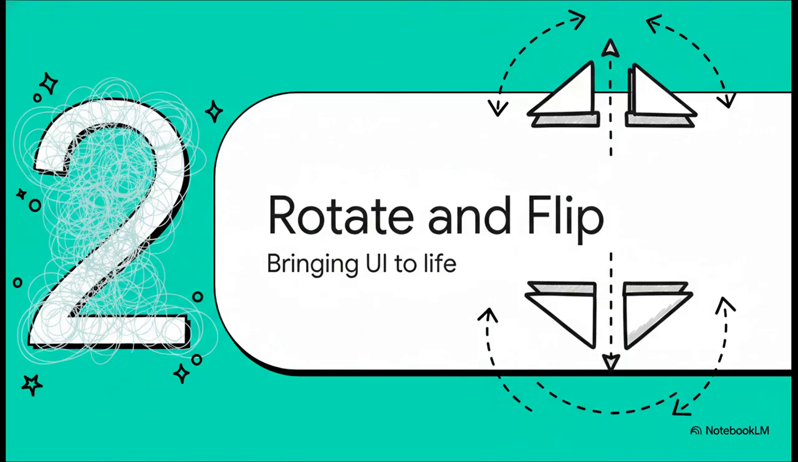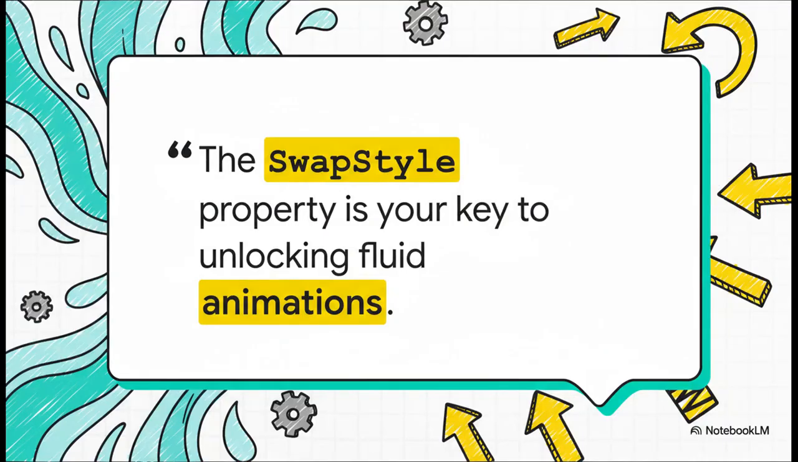All right, so our basic swap is working. Check. Now for the really fun part. Let's make this thing move. This is where we can start to bring our user interface to life. The key to unlocking all these cool animations is just a single property, SwapStyle. This is what turns a simple, boring, instant change into a fluid, really satisfying experience for your user.